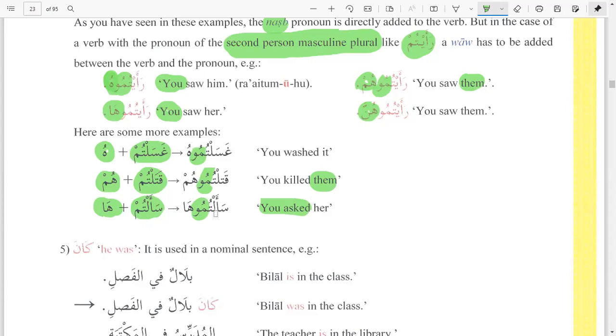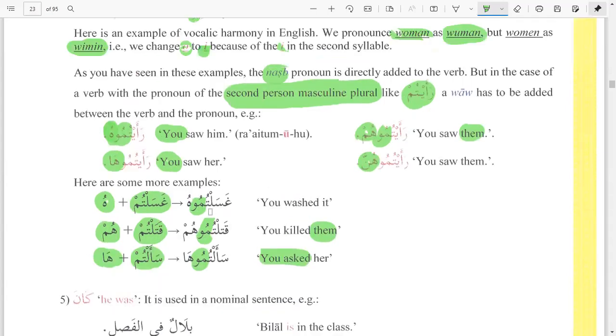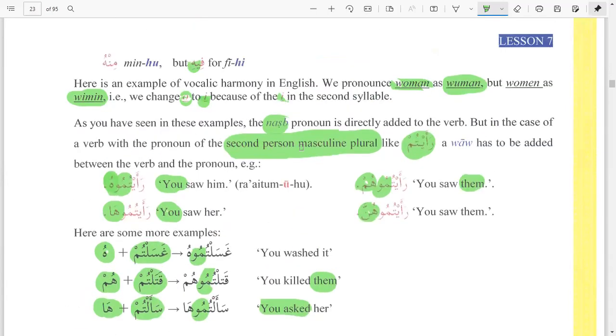So what we have to remember, this we will do only for the second person masculine plural. For third person masculine plural, we will not add a vowel. For the first person, we will not add a vowel. We will add an extra vowel only for the second person masculine plural, or we can say mukhatib jama muzakkar.